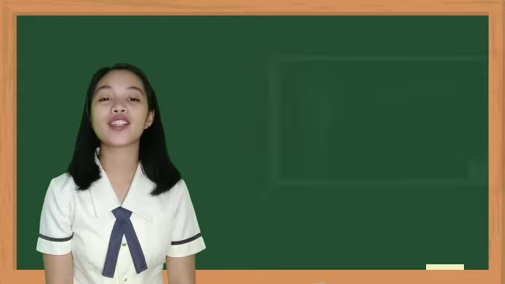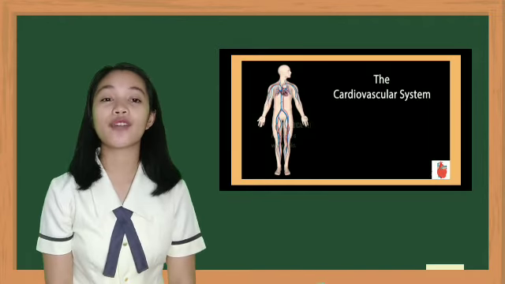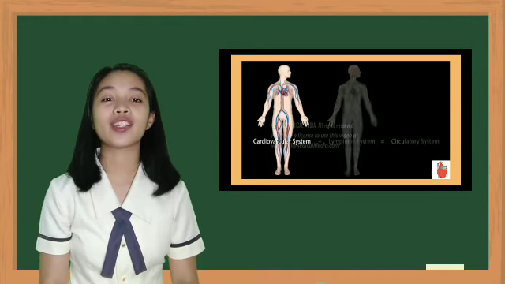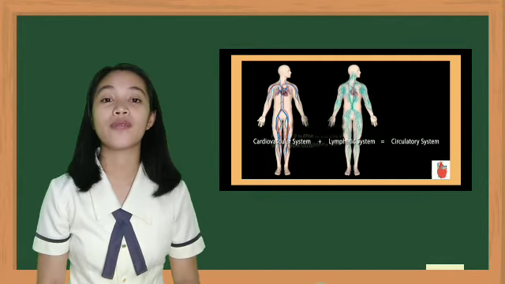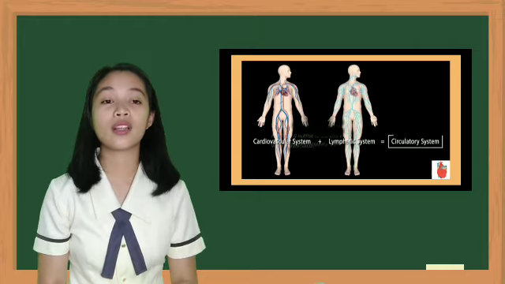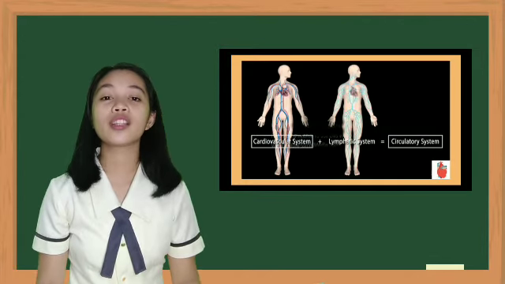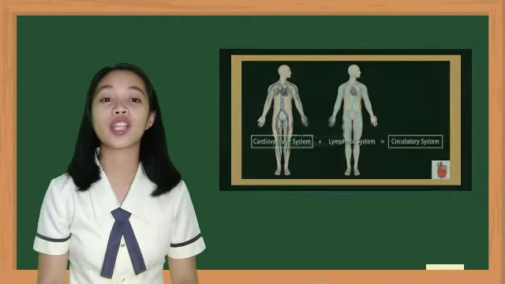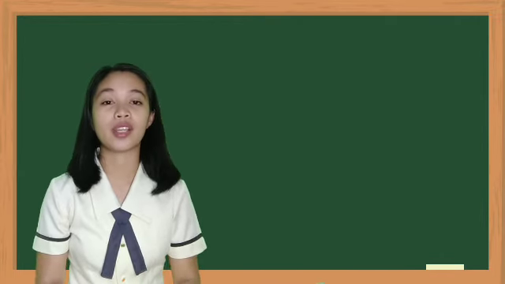Our lesson for today is all about the cardiovascular system. The cardiovascular system is a part of the circulatory system that circulates blood. The circulatory system also includes the lymphatic system, which circulates lymph. The circulatory system and cardiovascular system are commonly used interchangeably to describe blood circulation.